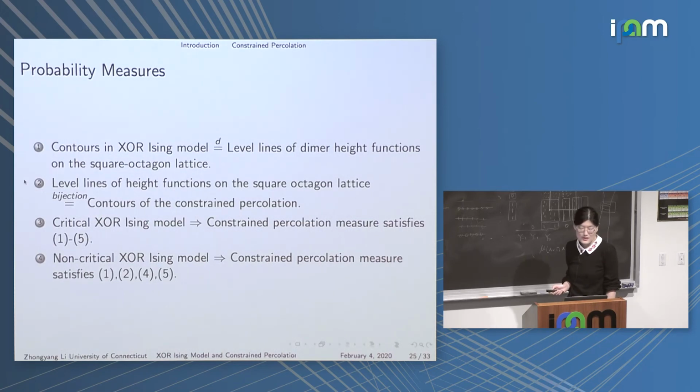Moreover, for the critical XOR Ising model, its contours have the same distribution as the contours of the constraint percolation measure satisfying all those conditions, including strong translation invariance, ergodicity, symmetry, interchanging zeros and ones, and finite energy. However, the non-critical XOR Ising model satisfies all the conditions except strong translation invariance. That means the primal contour and dual contour don't have the same distribution. However, in the critical XOR Ising model, the primal contour and dual contour have the same distribution. So the critical Ising models are self-dual.